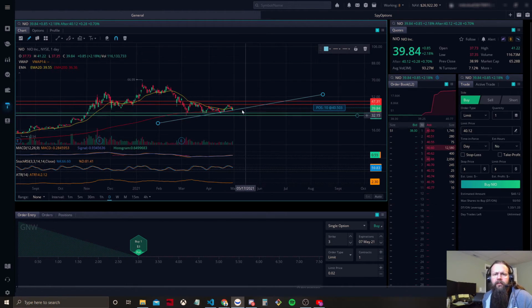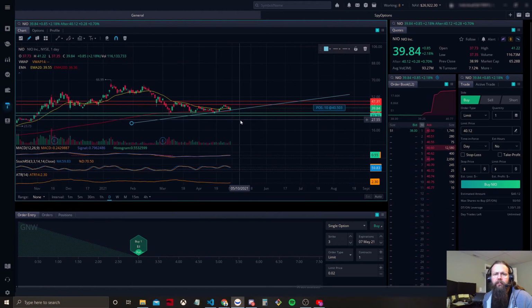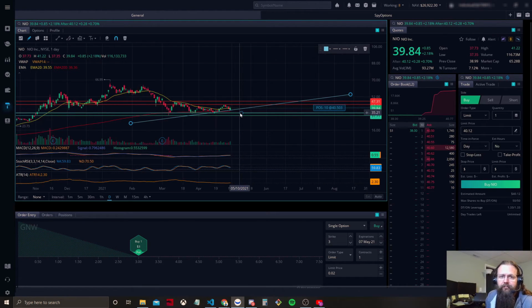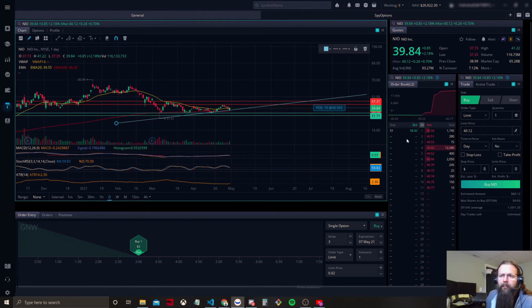So, if it breaks down below this trend line, I'm okay with that. Because I know there's support right here. To me, this is a good buy zone. Because I'm on the daily, that goes all the way down to the 30s. I'm in at 40. That's a $10 difference. It's actually quite a bit. I'm okay owning where I'm at.